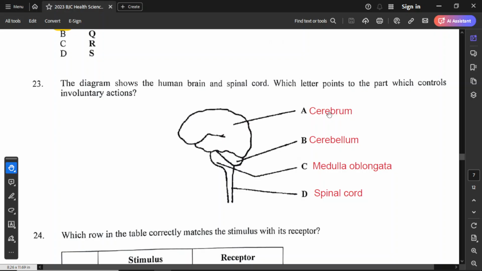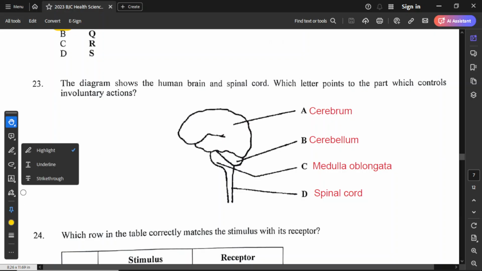So here we have cerebrum, which controls the voluntary actions. All right. So cerebrum controls voluntary actions. All right. So it controls your memory. It controls emotion. It controls the intelligence. So right now you're reading and learning something. Your cerebrum is storing all of this information.